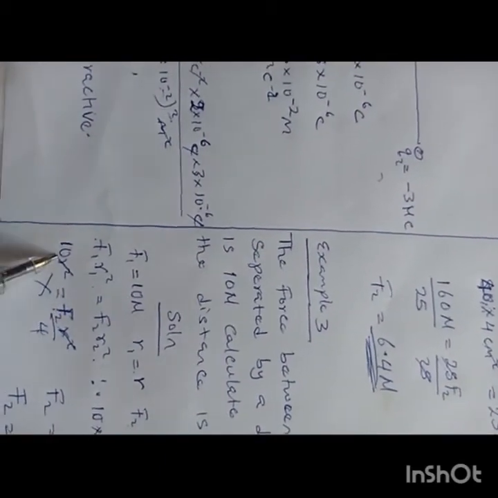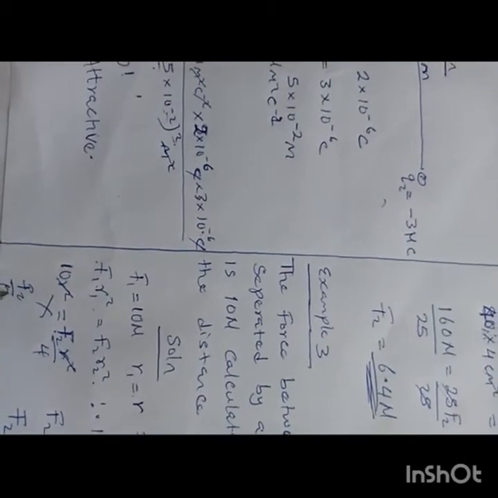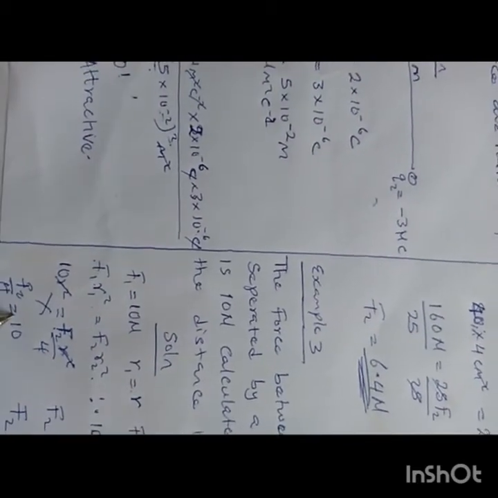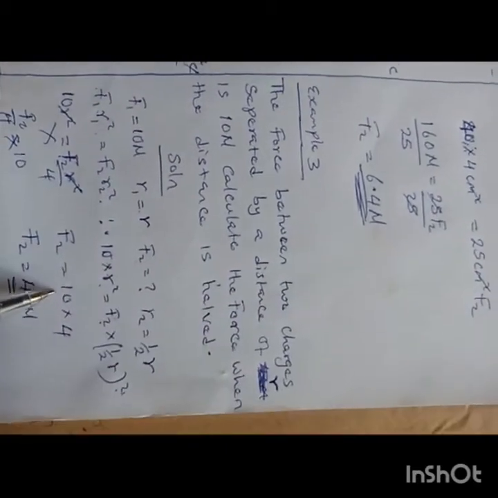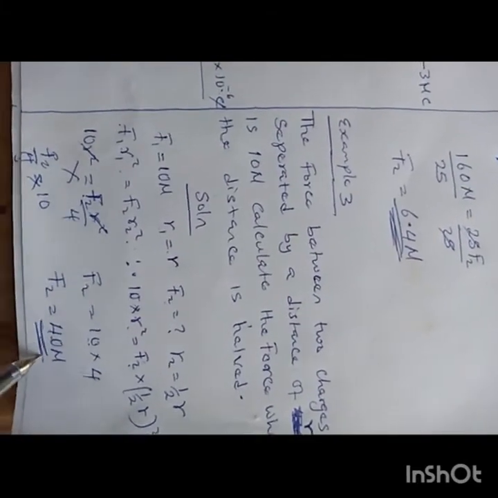So now this r square will cancel this r square. What do we have remaining? F2 over 4 is equal to 10. Now by cross multiplying, you have F2 is equal to 10 times 4. So now F2 will be equal to what? 10 times 4, which is 40 Newton.